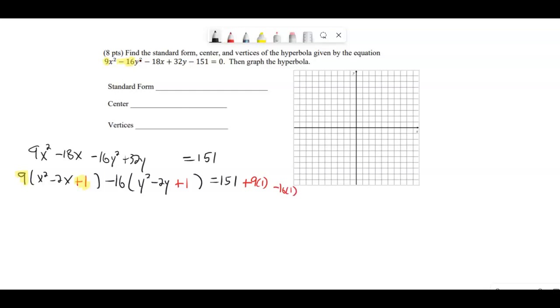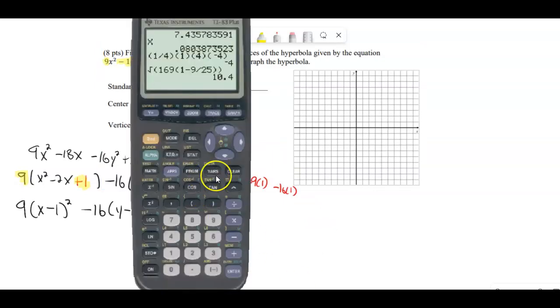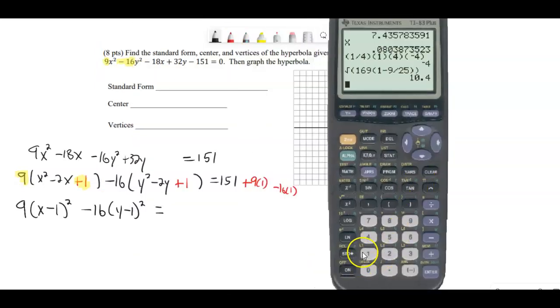Okay, so we now have 9 times x minus 1 quantity squared minus 16 times y minus 1 quantity squared equals, and we just need to work this out. You have 151 plus 9 minus 16 is 144.